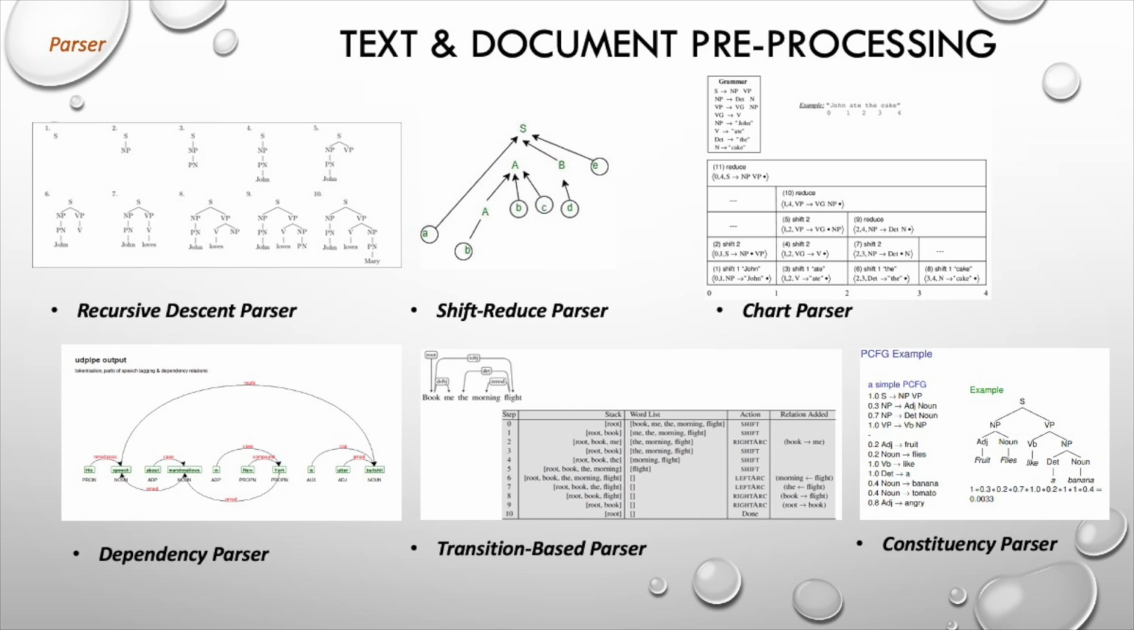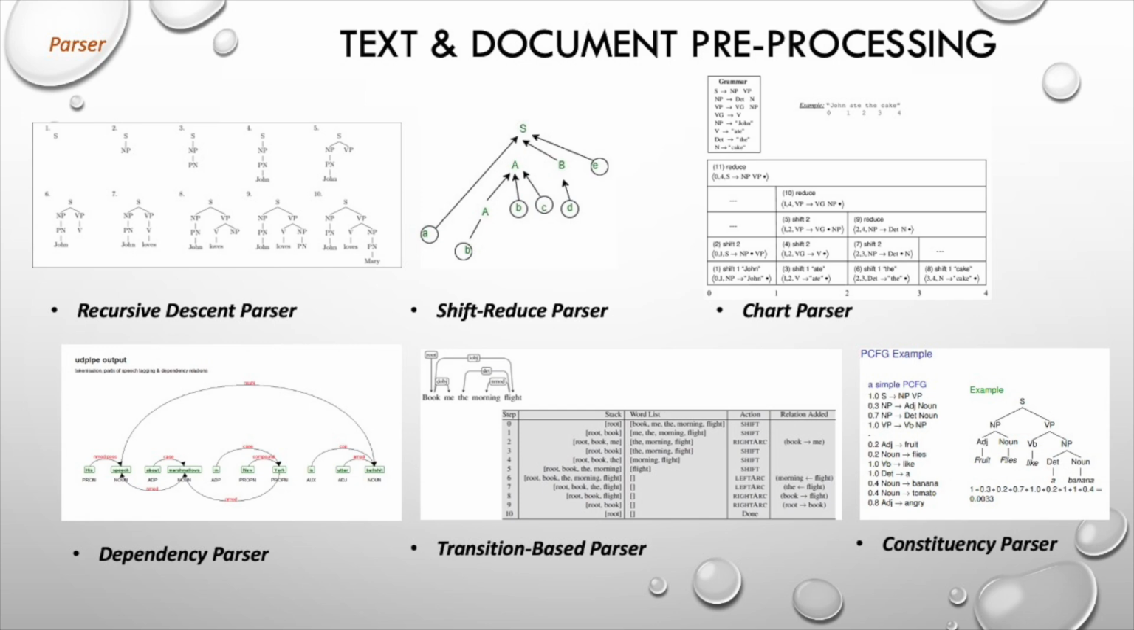Transition-based parser. Transition-based parsing is a parsing approach that involves making a series of transition decisions to construct the parse tree or dependency graph. It uses a set of transition actions, such as shift, reduce, left arc, and right arc, to build the parse tree step by step. Transition-based parsers are often implemented using machine learning techniques, such as neural networks or support vector machines, to learn the transition decisions.